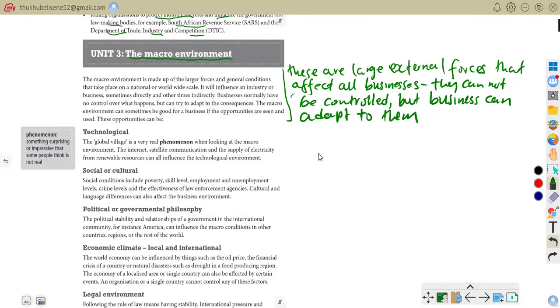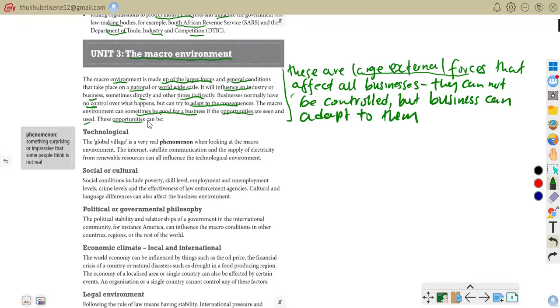So that is that. Like it says, the macro environment is made up of the larger forces. These are large external forces and general conditions that take place on a national or worldwide scale. They will influence an industry or business sometimes directly and other times indirectly. Businesses normally have no control over what happens but can try to adapt to the consequences. So the macro environment can sometimes be good for business if the opportunities are seen and used.